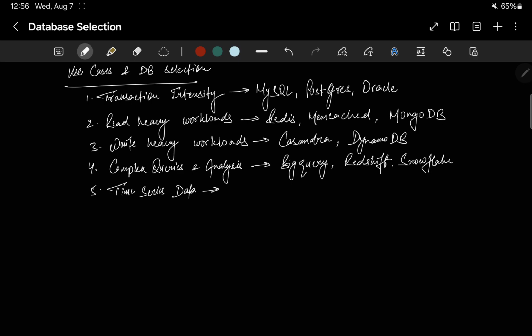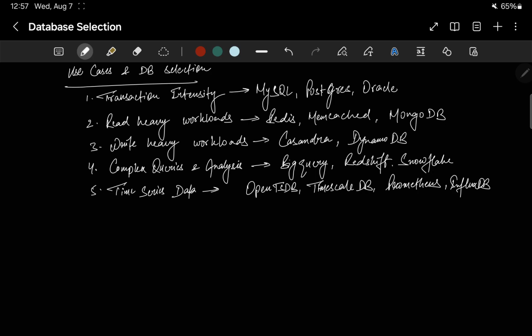Okay. Next, time series data. Time series databases are well suited for applications dealing with data points indexed by time, commonly found in IoT, monitoring, and financial systems. They efficiently handle time-based queries, aggregations, and analytics, making them a natural choice for time-dependent datasets. Examples include OpenTSDB. I think there is one called TimescaleDB also. Prometheus. There is one InfluxDB also, if I'm not wrong.